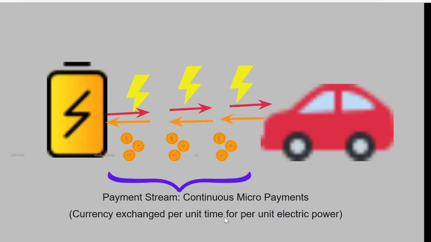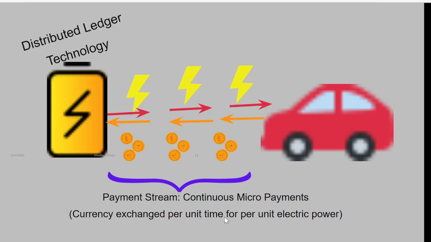But the question here is, how can the cab make this payment stream, the continuous micropayments, to the charging station? It cannot take out a currency note from its wallet and give it to the charging station. This is what humans do. We take out the notes from the wallet and then give them to the other human being in exchange for consumption goods or services, right?